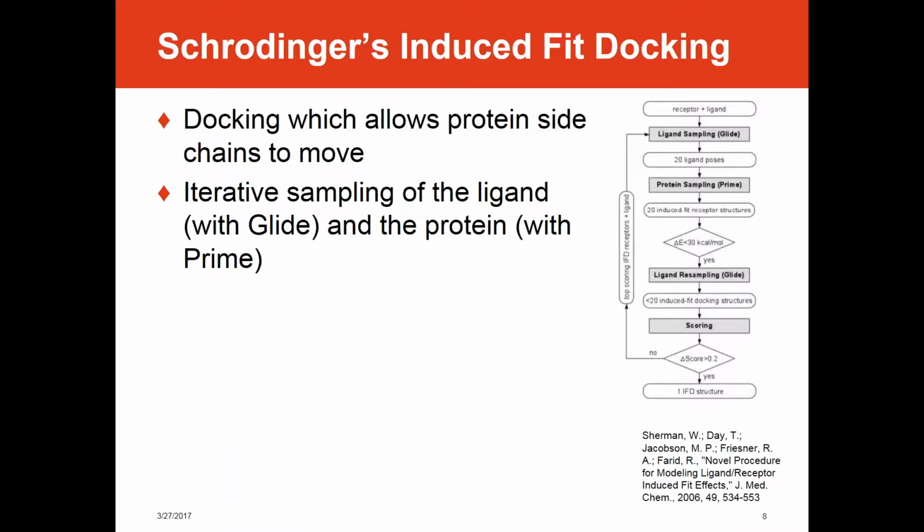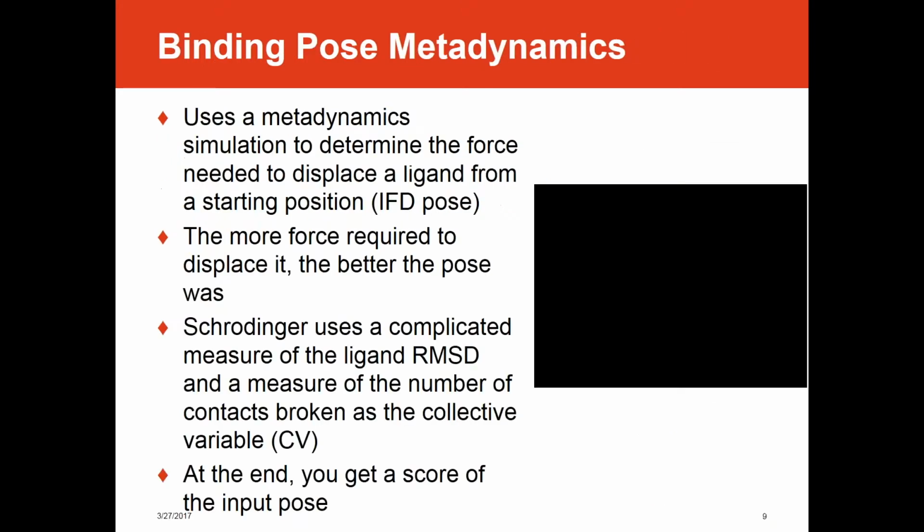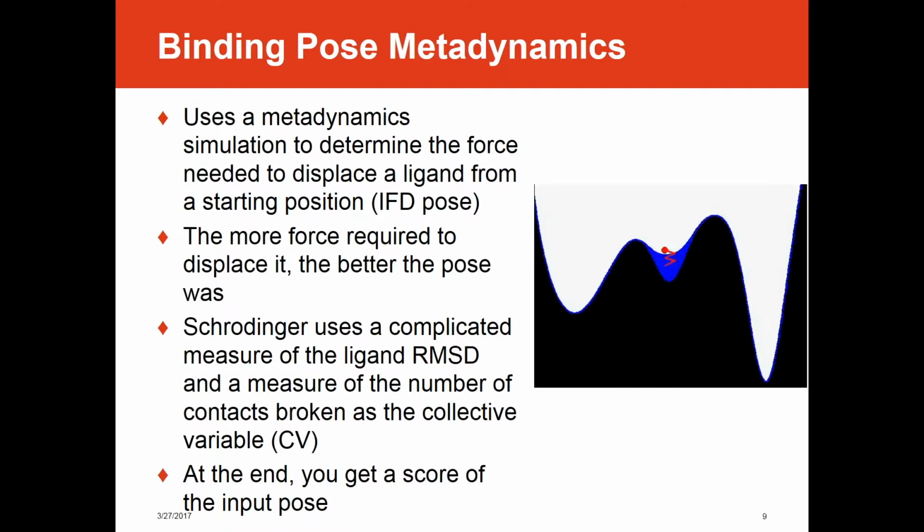Just very briefly, I want to discuss Schrodinger's induced fit docking protocol in case you hadn't heard of it. I won't go through this whole thing, but essentially it allows for the side chains to move in the protein, although not the backbone. What it does is it iteratively samples the ligand using Glide and the protein side chains with Prime, and does that a certain number of times until it reaches some criteria. In that way you can get poses allowing for the induced fit of the protein.